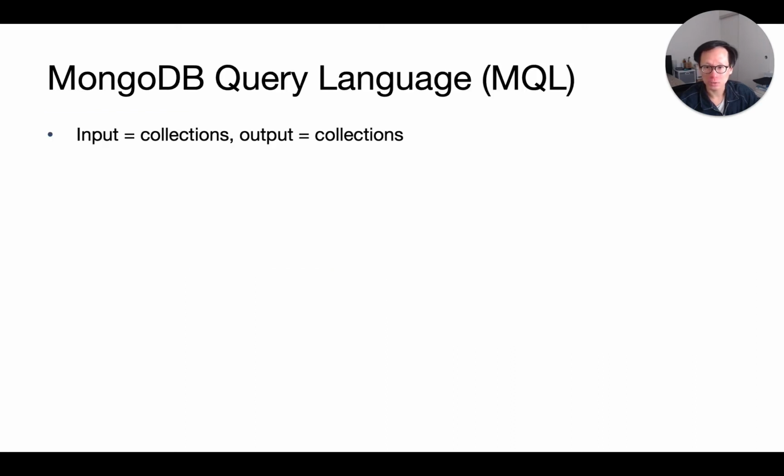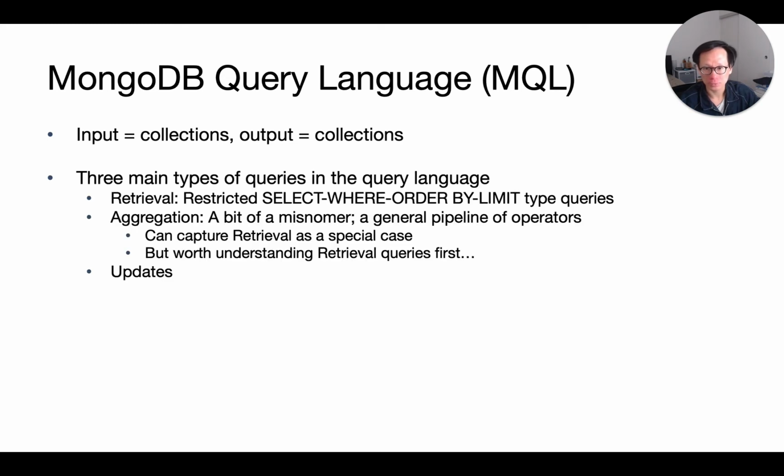The MongoDB query language is called MQL. It takes in a collection of documents and outputs another collection. There are three types of queries in MQL: retrieval, which is similar to some of the SQL read queries that we learned about earlier; aggregations, which is really a general form of retrieval queries, as we will see; and updates.